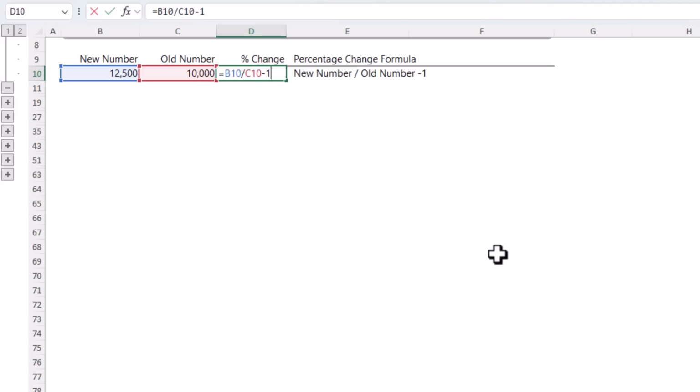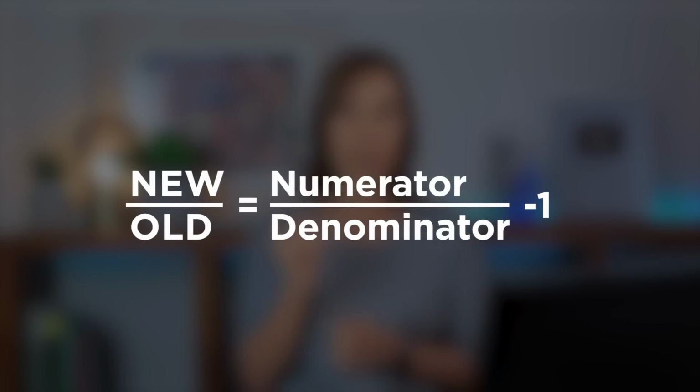And because Excel evaluates division before subtraction, we don't need to use any parentheses here. And we get 25%. And that's it. Just remember, you're comparing the most recent year to the previous, so the new number goes on top. It's the numerator. That said, if your values cross zero, for example from loss to profit or vice versa, this formula will give you misleading results. And I'll cover a way to avoid this later in the video, so stay tuned.